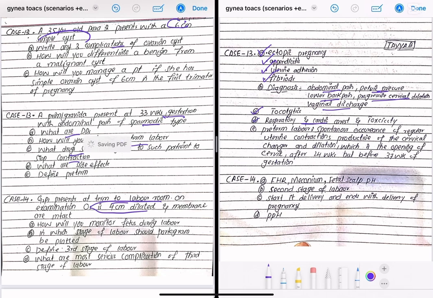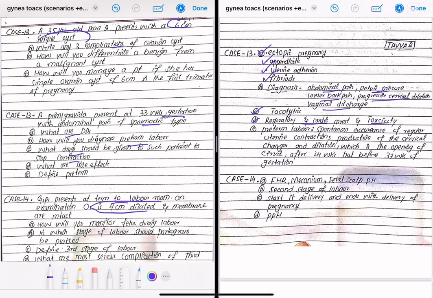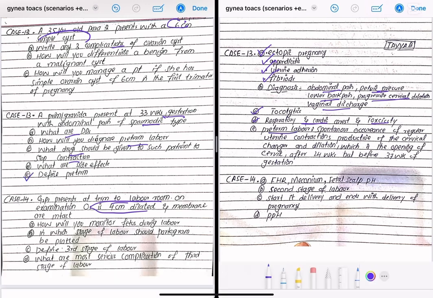And define preterm. Preterm labor is the spontaneous occurrence of regular uterine contractions, producing cervical changes and dilatation, which is the opening of the cervix, after 24 weeks but before 37 weeks of gestation. A primigravida presents at 33 weeks gestation with abdominal pain of spasmodic type. So these are the answers.